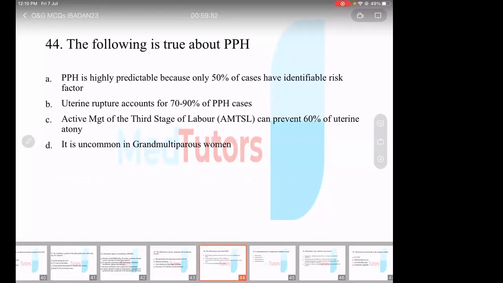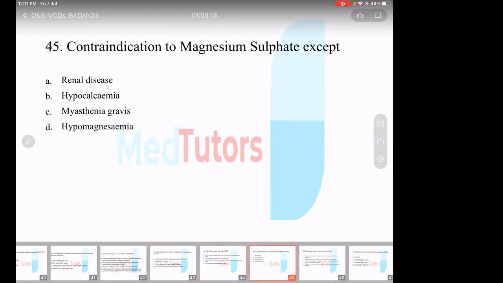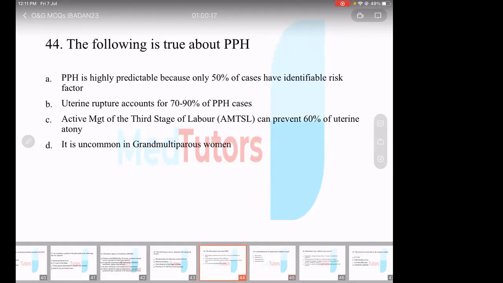Question 44, the following is true about PPH, postpartum hemorrhage. A, PPH is highly predictable because only 50% of cases have identifiable risk factor. B, uterine rupture accounts for 70 to 90% of PPH cases. C, active management of third stage of labor can prevent 60% of uterine atony. D, it is uncommon in grand multiparous women. So we are to look for the odd option.